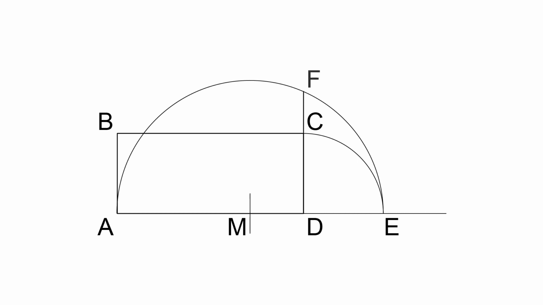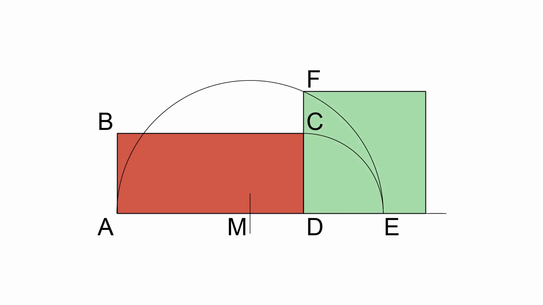Then extend DC to intersect the semicircle at F. Line DF is the length of the side of a square that has the same area as rectangle ABCD. Construct the square. The red rectangle and the green square have the same area.